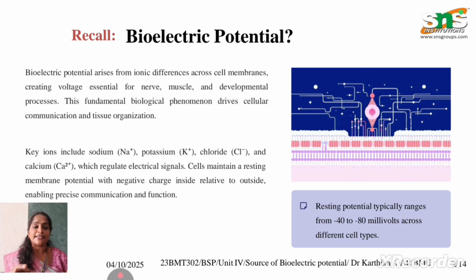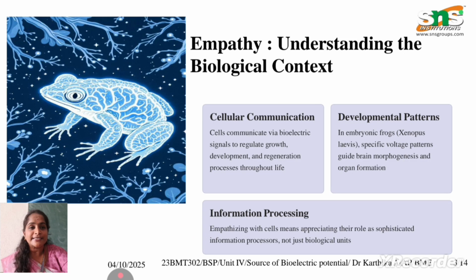Here the cells maintain a resting membrane potential with negative charge inside relative to outside, which enables precise communication and function. The resting potential typically ranges from minus 40 to minus 80 millivolts across different cell types. Here our emphasis is on understanding the biological context, which is mainly used in cellular communication, developmental patterns and information processing.